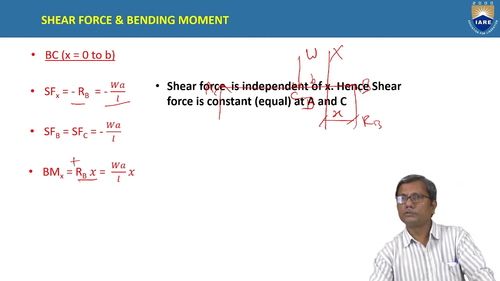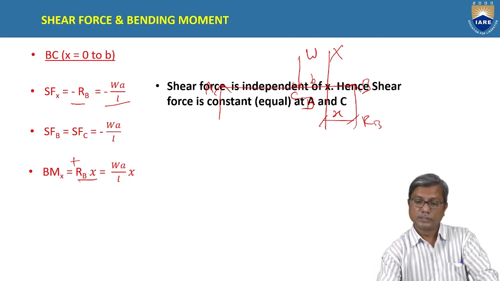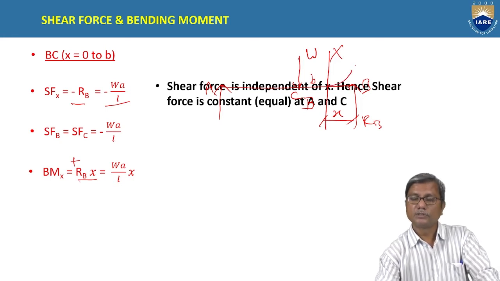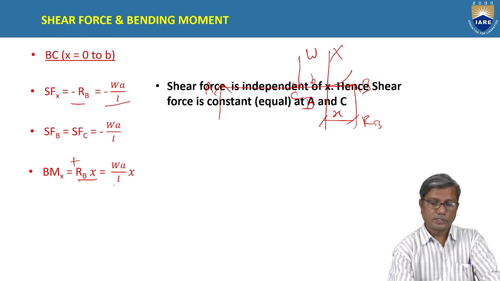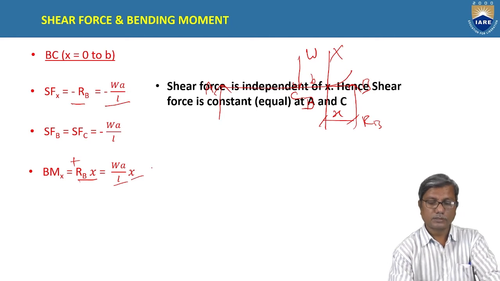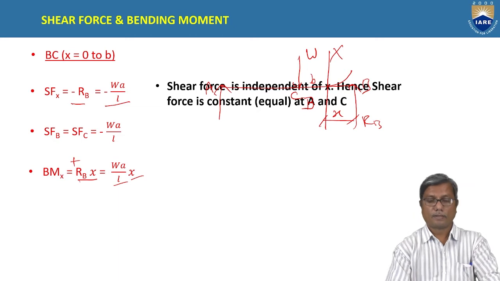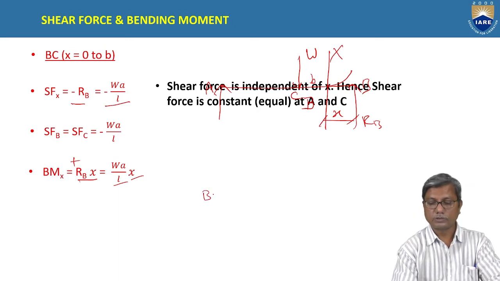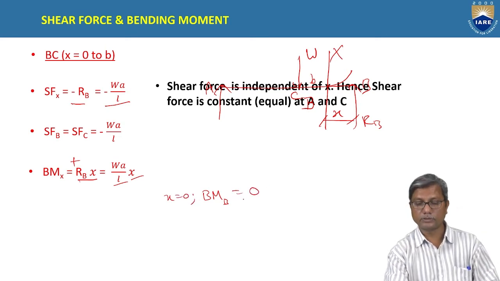Shear force is negative because on the right side RB is acting upwards. But coming to bending moment, the upward force produces a sagging bending moment, and hence it is positive. RB is WA by L into X, and this is dependent on X, the position of the section. Substituting X equal to 0, you will get bending moment at B, which is 0.